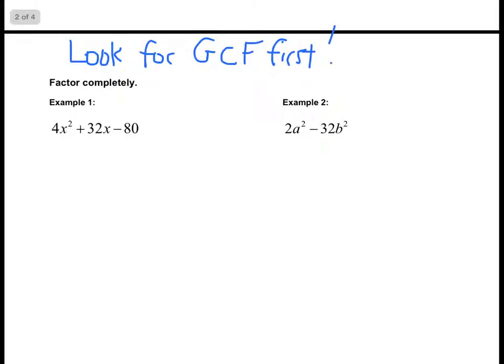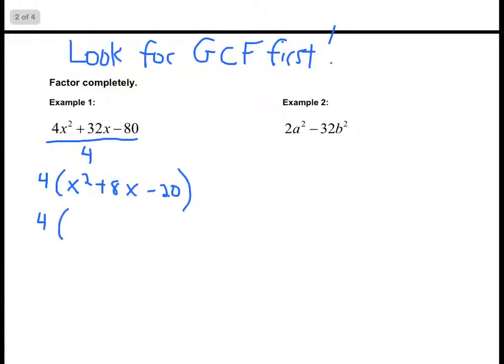Alright, the first thing you want to do anytime you're factoring is always look and see if there is a greatest common factor. And if there is, always factor that out first. So in example 1, if we look at the 4, the 32, and the 80, I know just by looking at them that you can divide out a 4. So when I divide out a 4 from all 3 terms, I will end up with x squared plus 8x minus 20. Now I have a polynomial with a is 1, so I can factor that.